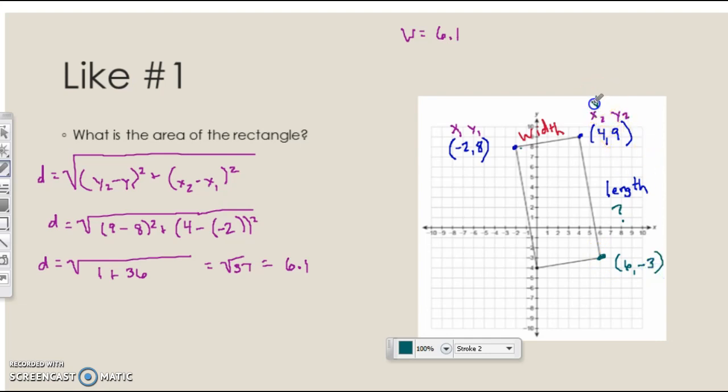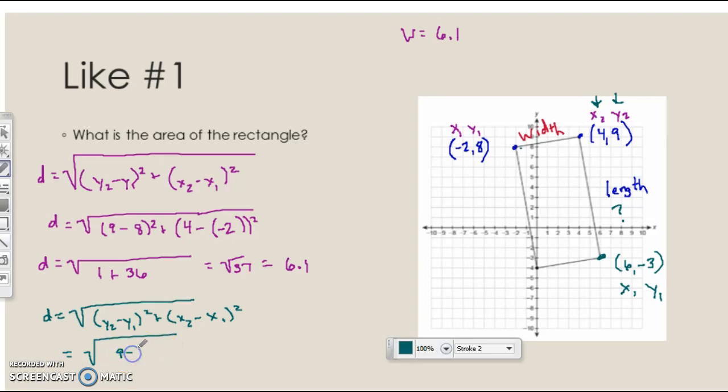And since I had already called this guy up here x2, y2, I'm going to go ahead and call this one x1, y1. And I'm going to plug that back into my formula. So my distance formula says the square root of y2 minus y1 squared plus x2 minus x1 squared. All right, now I'm going to plug everything in. y2 is 9 minus y1, which is -3, plus x2 is 4 minus x1, which is 6.